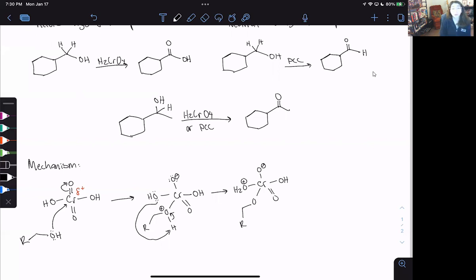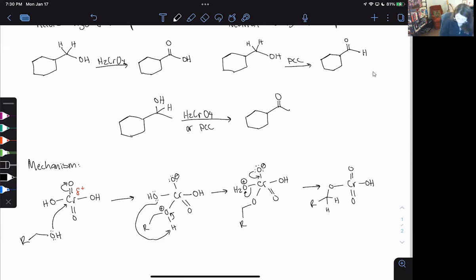Okay, so what we've done is essentially make a good leaving group here off of the chromium. So we're gonna see water get kicked off. So we're gonna reform the oxygen chromium double bond, kick off the water there. And now I have this intermediate, okay?